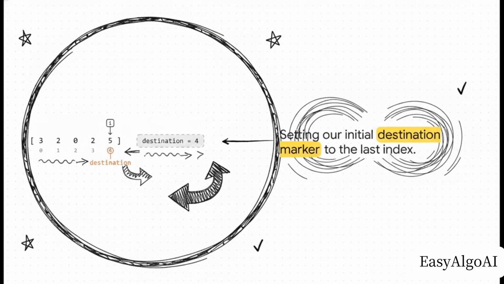Let's visualize this. Take that winning array from earlier, 3, 2, 0, 2, 5. The final spot is index 4. Let's just drop a marker right there and explicitly declare destination equals 4. By starting at the very end and simply checking if we can reach this spot from just one step back, we simplify the logic so much. We literally do not care about the whole path anymore. We only care about the single step immediately in front of our destination.